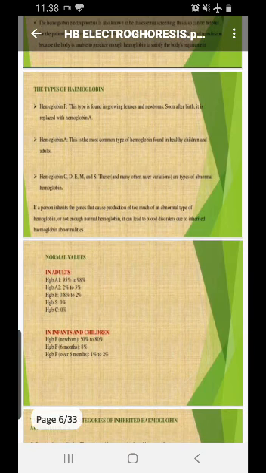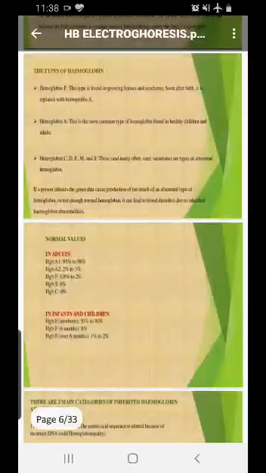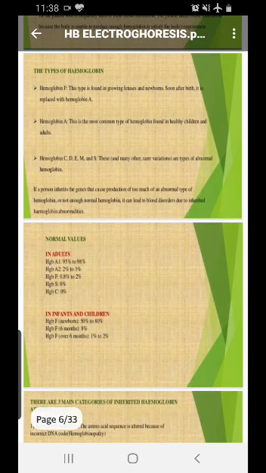Now you know that hemoglobin is made up of alpha and beta globin chains. And if there is a point mutation, obviously this will result in abnormal hemoglobin, like in sickle cell or hemoglobin D disease.